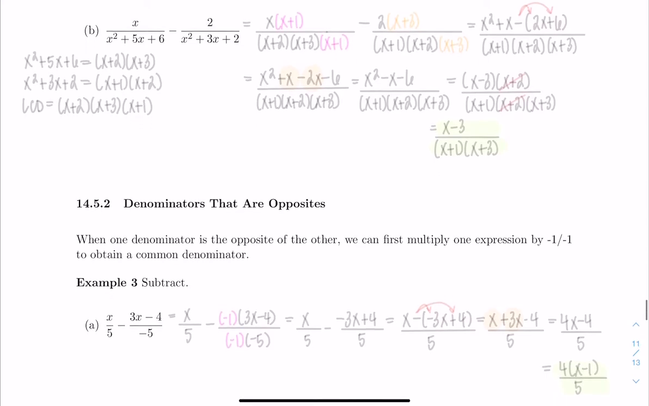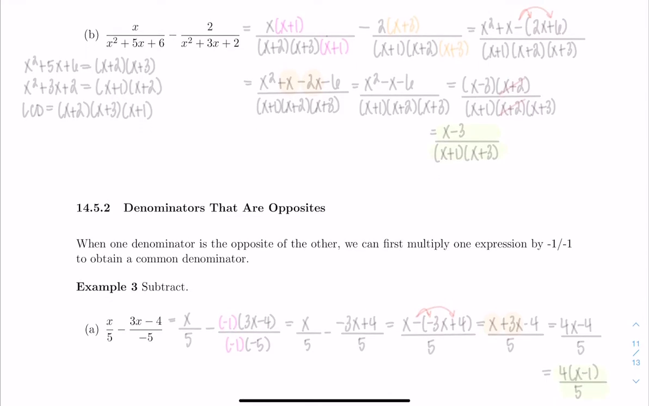The first thing we need to do is factor the denominators to find the LCD. So x squared plus 5x plus 6 factors as x plus 2 and x plus 3. And x squared plus 3x plus 2 factors as x plus 1 and x plus 2. And so my LCD in this case is going to be x plus 2, x plus 3, and x plus 1.